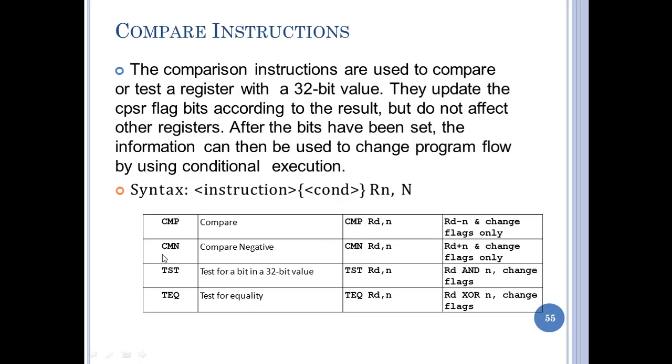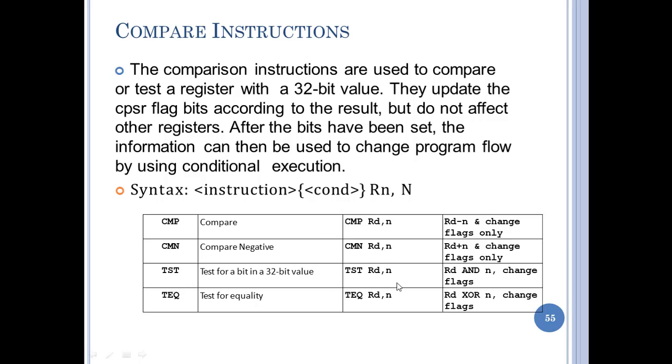Next one is CMN, compare negative. Rn plus N: you add these two, update the flags with the result, but Rn is not updated. First add the two contents, based on the result update your flags, but don't change the content of Rn. That is CMN. We will again see the difference between CMN and ADDS.